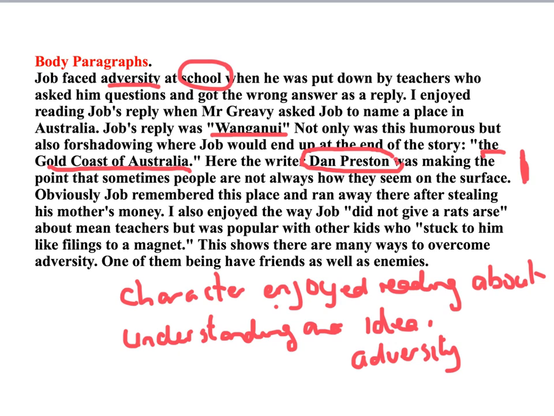There's one other high level point in this paragraph. Perhaps you'd like to pause and see if you can find that now. Did you find it? It's right down the bottom here, the last sentence, leading on from the previous one. This shows there are many ways to overcome adversity, one of them being having friends as well as enemies. This looks beyond the text. It looks at the students who are studying Job and realizing that there may be enemies in life, but if you've got friends, things are worth facing up to. It makes life worth living. Friends are very, very important. That was my first body paragraph.